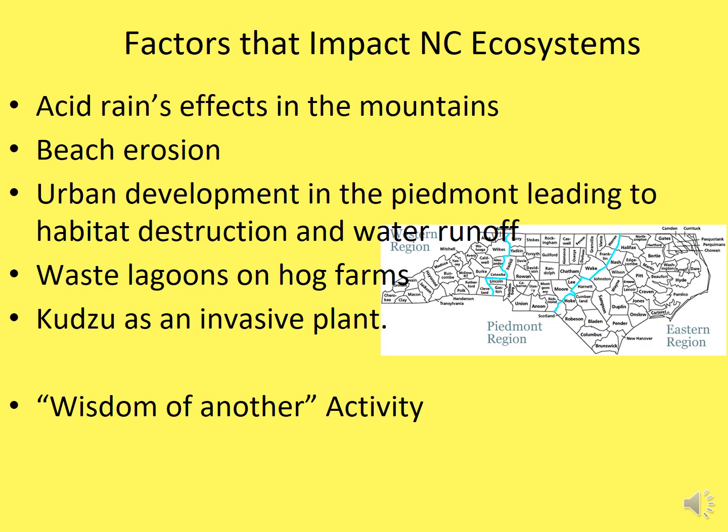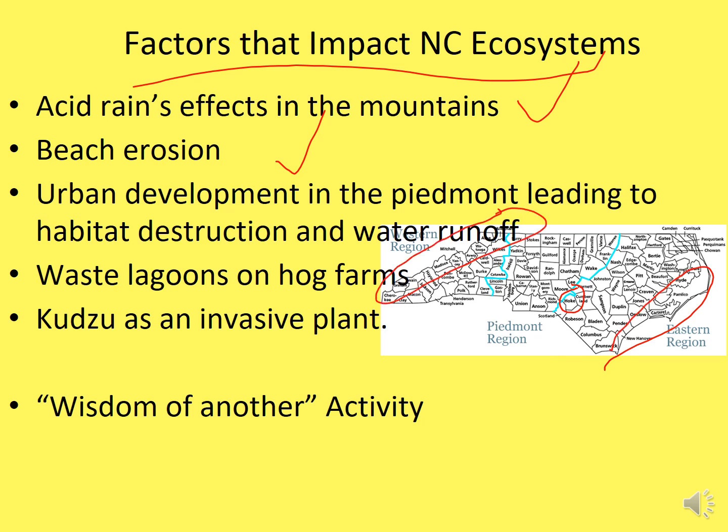Okay. So we do have factors that impact North Carolina ecosystems. We have acid rains that affect the mountains. We live over here, right at the eastern, almost Piedmont area. That's where Hoke is, right beside Moore, and then we have beach erosion that obviously takes place here. The mountains are your mountain area. Urban development in the Piedmont leads to habitat destruction and water runoff, and waste lagoons and hog farms are on this side of the state. I'm from Sampson County, and there are a lot of hog farms over there. And kudzu is an invasive plant that somehow got here.